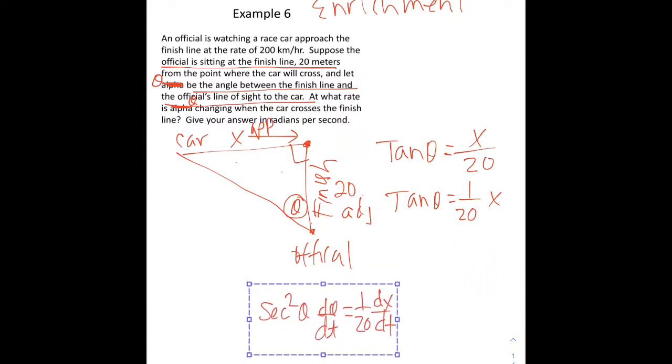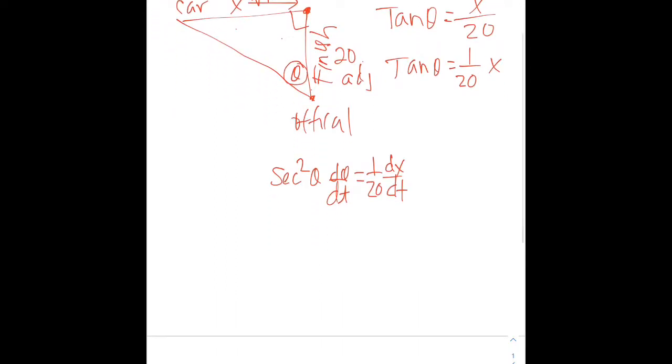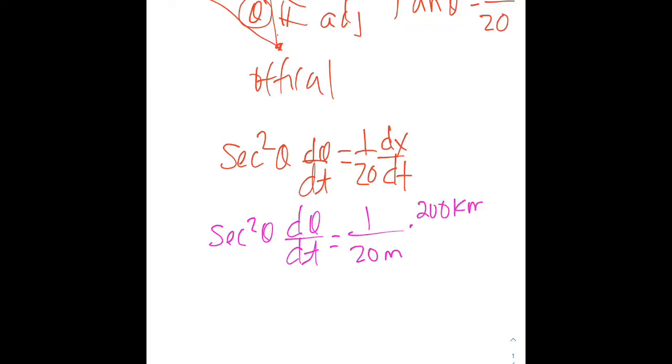All right, so let's move that over here in the middle. Okay, so let's figure out what's going on. We know that our dx/dt was 200 kilometers per hour. So let's fill that in. All right, so we know that the secant squared of theta times d theta/dt is equal to 1 over 20 meters times 200 kilometers per 1 hour.